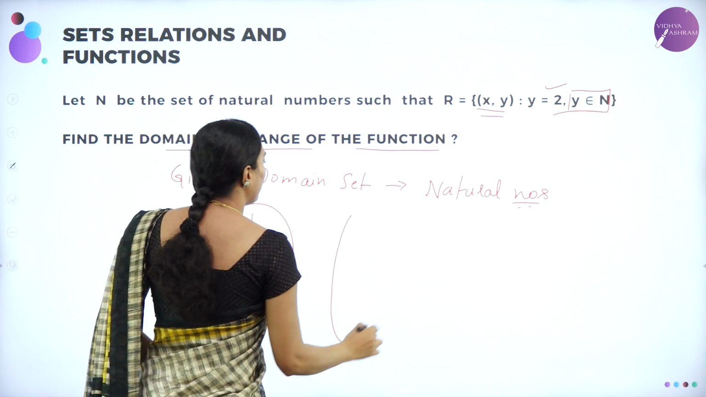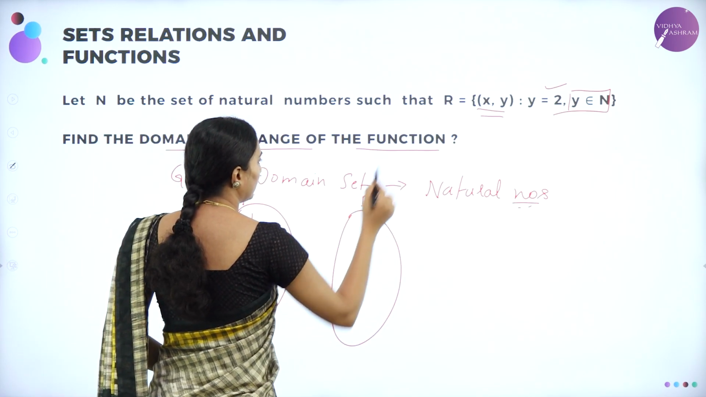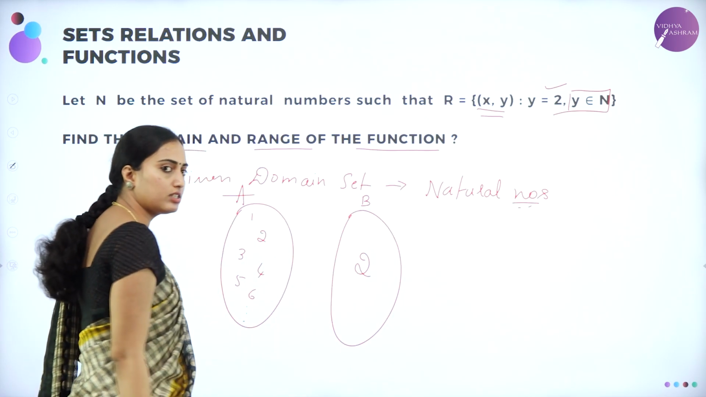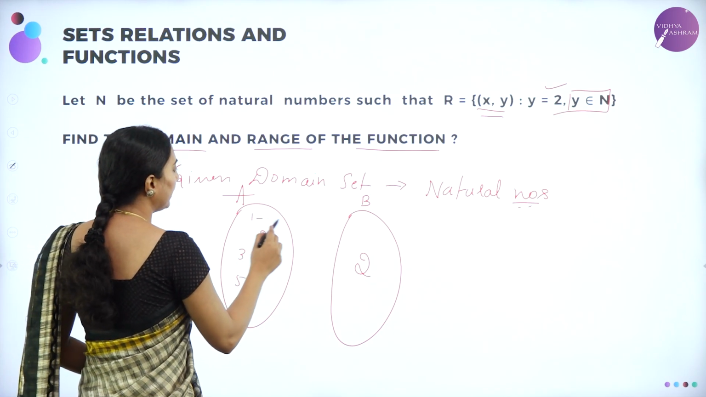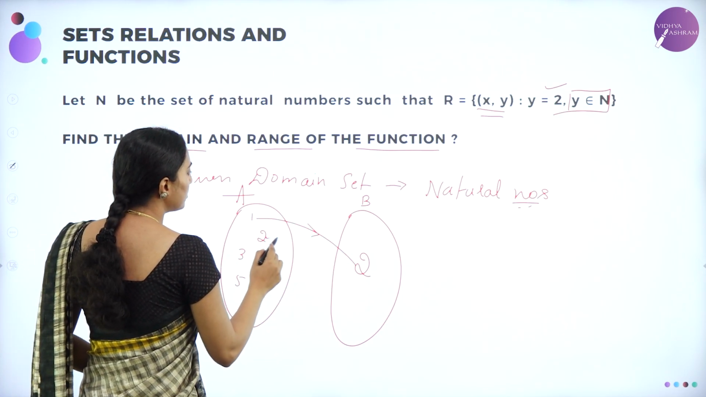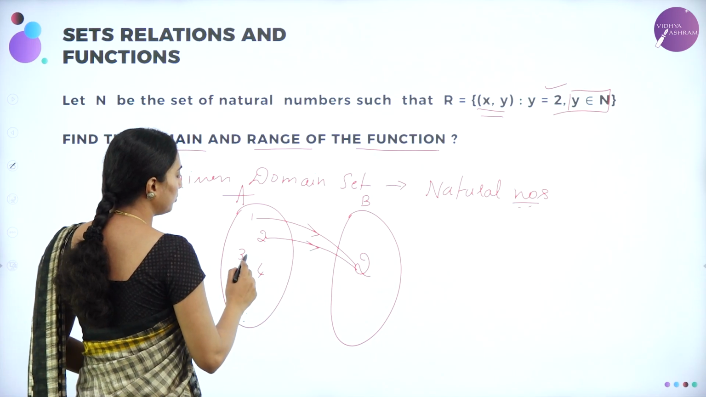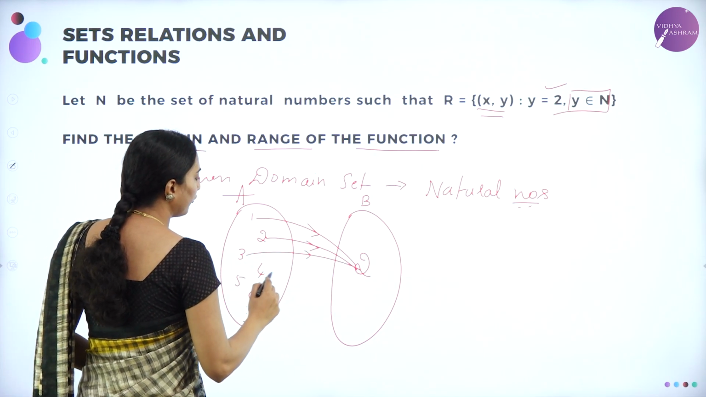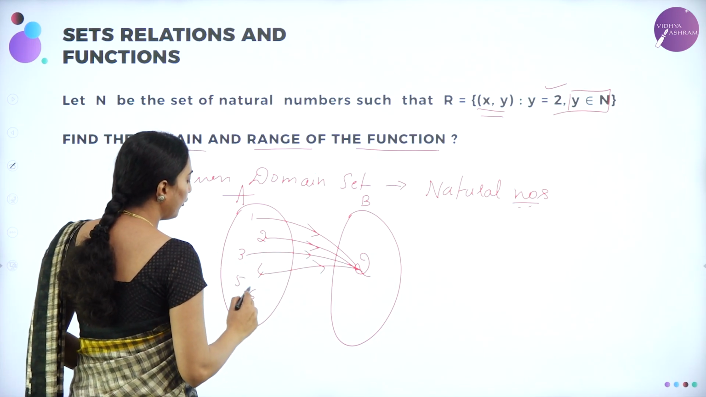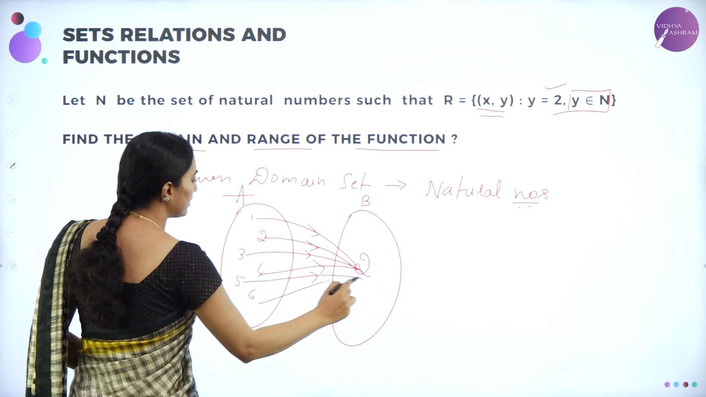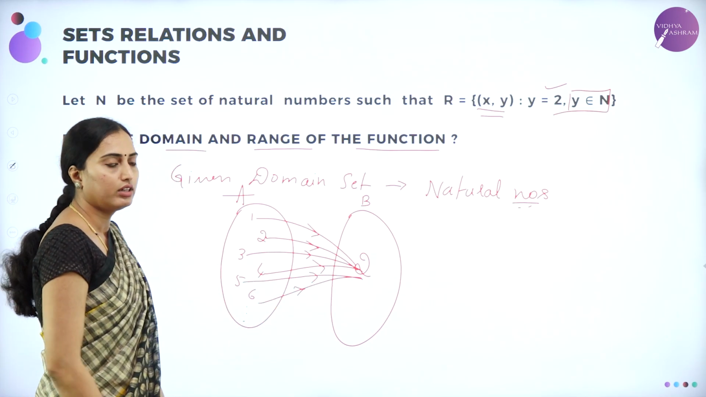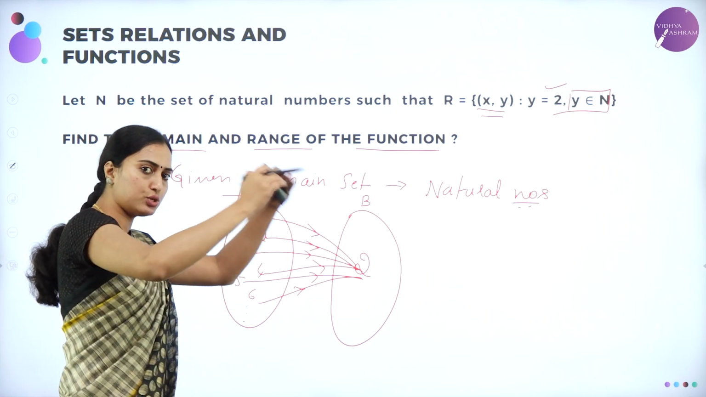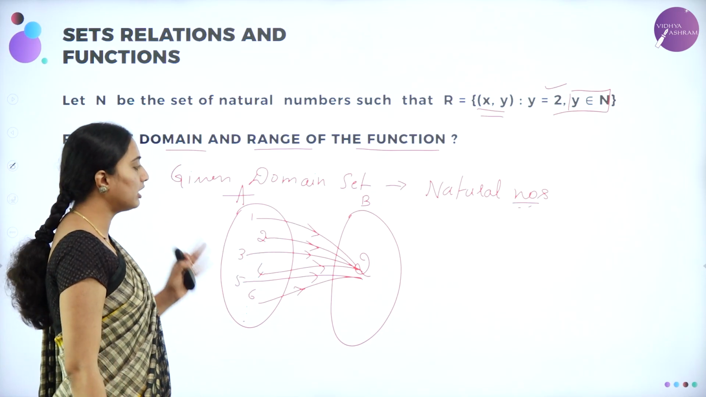What will be the codomain set they have defined? That is B. That means 2 they have defined. That's it, isn't it? Therefore, 1 is getting connected to 2 only. f(2) is also 2 only. f(3) is also 2 only. f(4) is also 2 only. f(5) is also 2 only. f(6) is also 2 only. Therefore, it is getting connected many to 1, isn't it? So, this is a function.